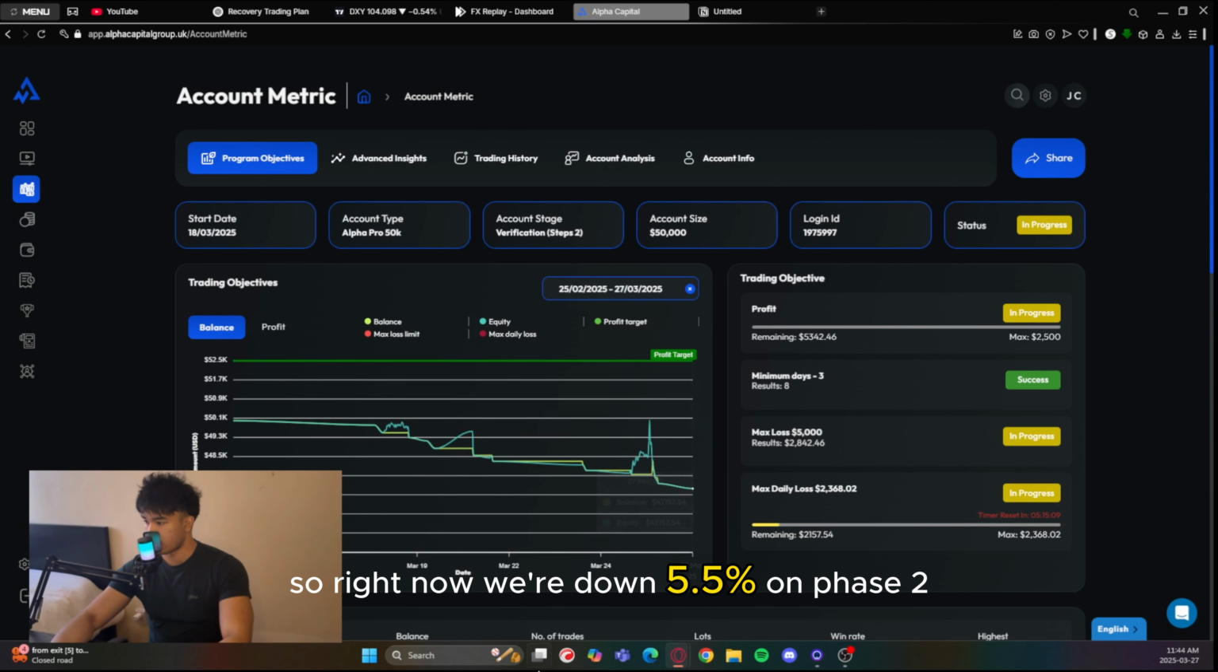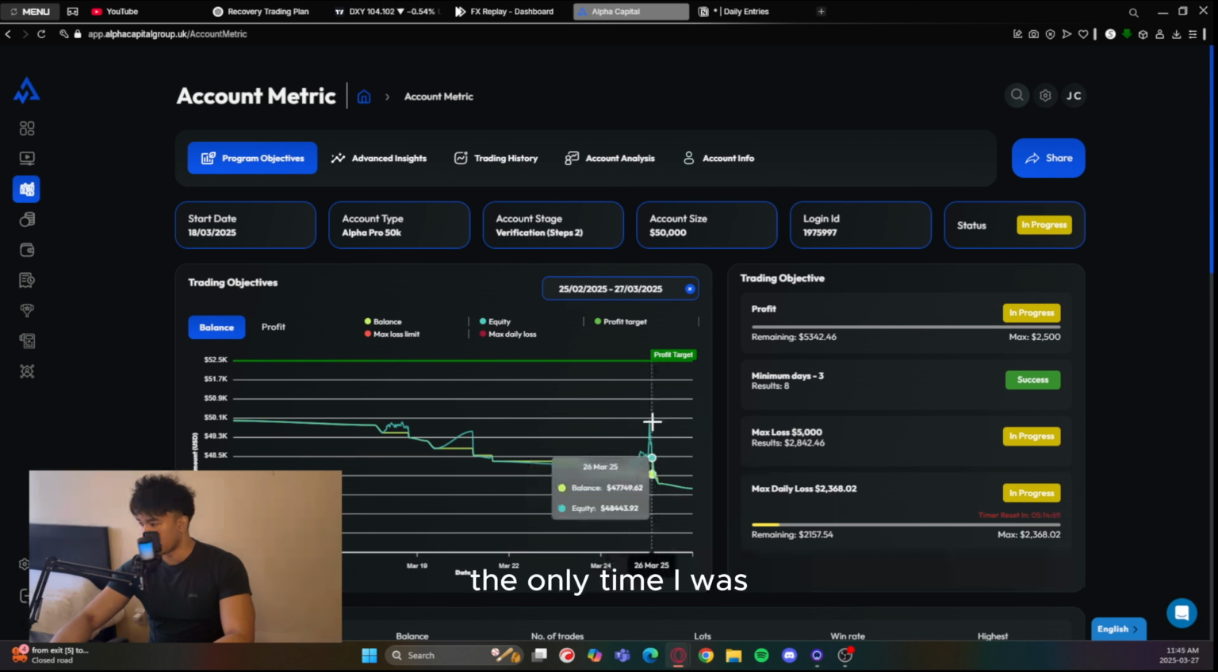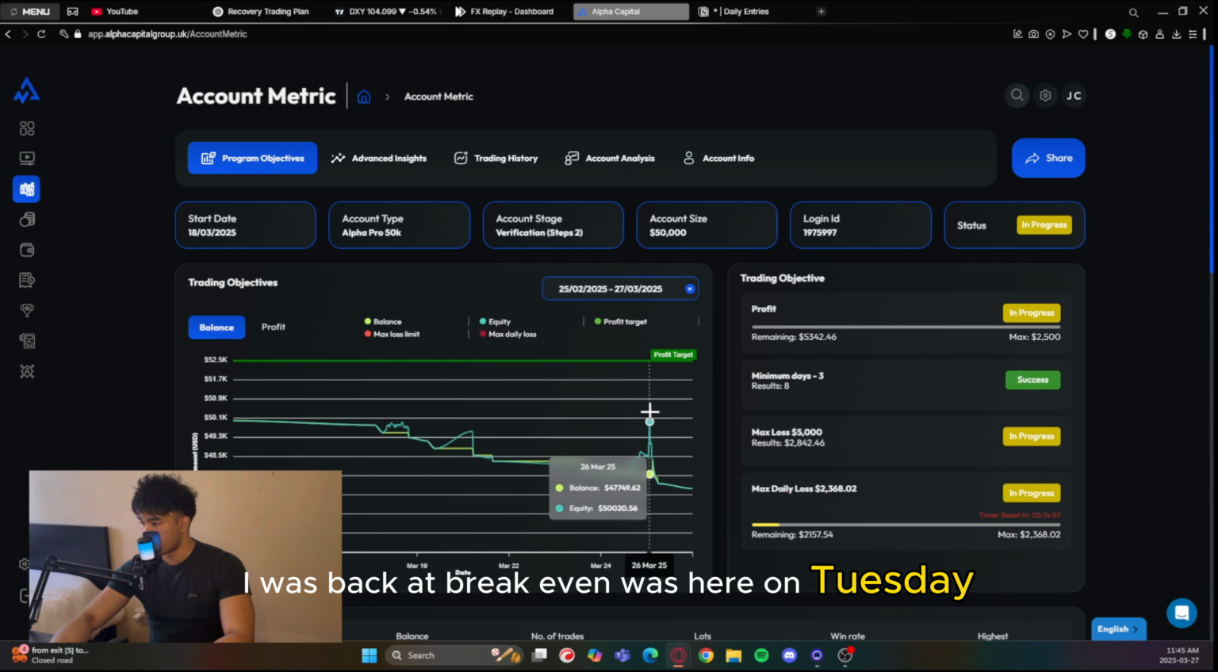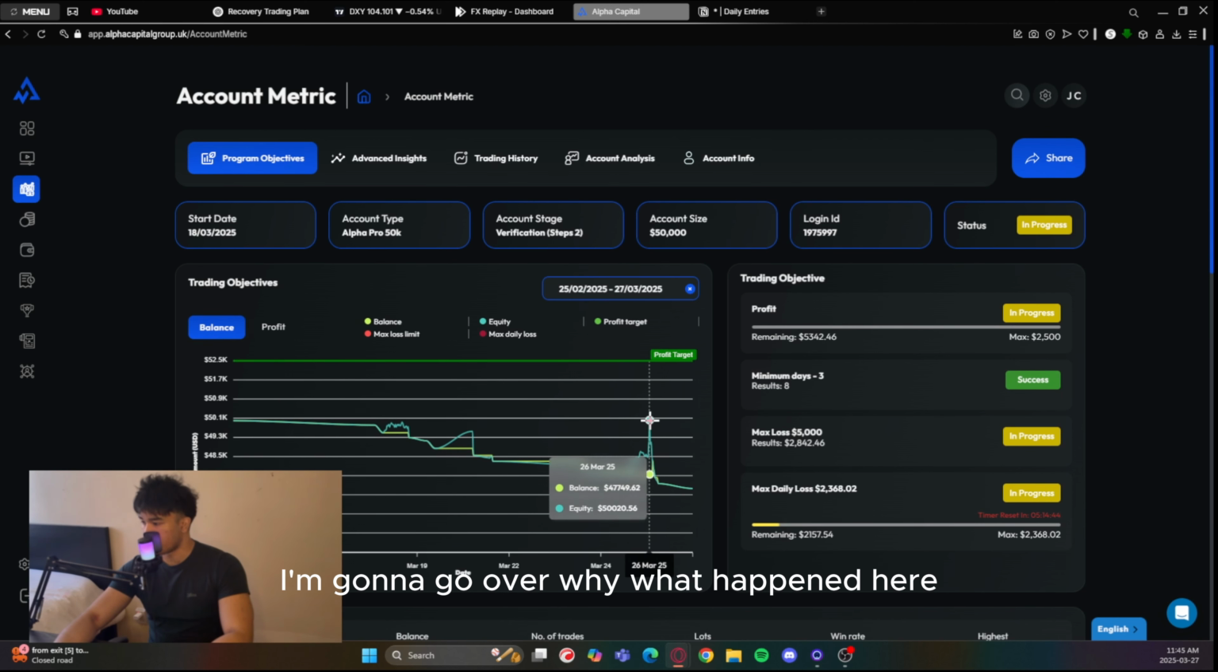So right now we're down 5.5% on phase 2. It's been a slow decline since last week. The only time I was back at break even was here on Tuesday, but this was unrealized profits. I'm gonna go over what happened here.